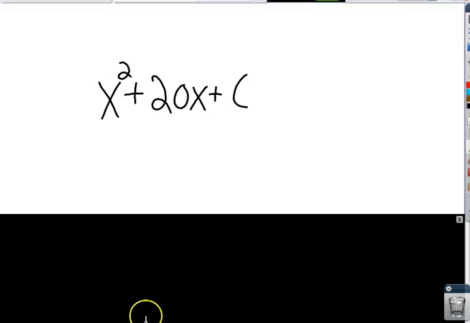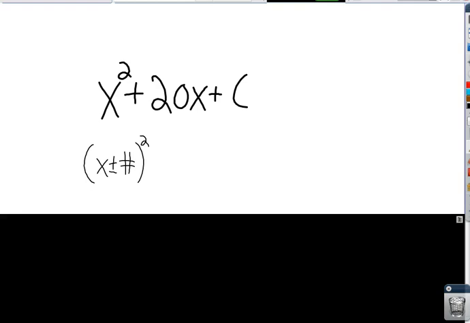Now, the other thing you could be asked is this. They could say, alright, I have x squared plus 20x plus c, and I want to know the c value which would make this what is called a perfect square trinomial, which, if you recall, is just x plus or minus some number squared. And I want to know what that would be. Well, how am I going to get that?